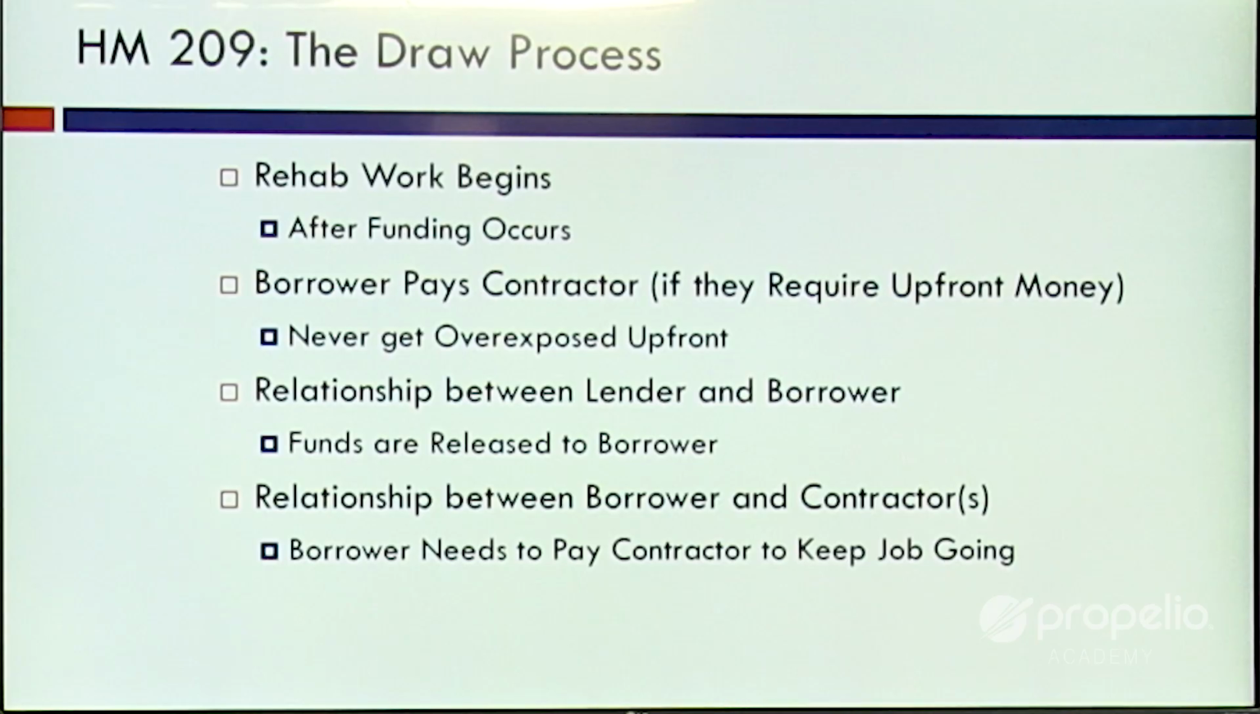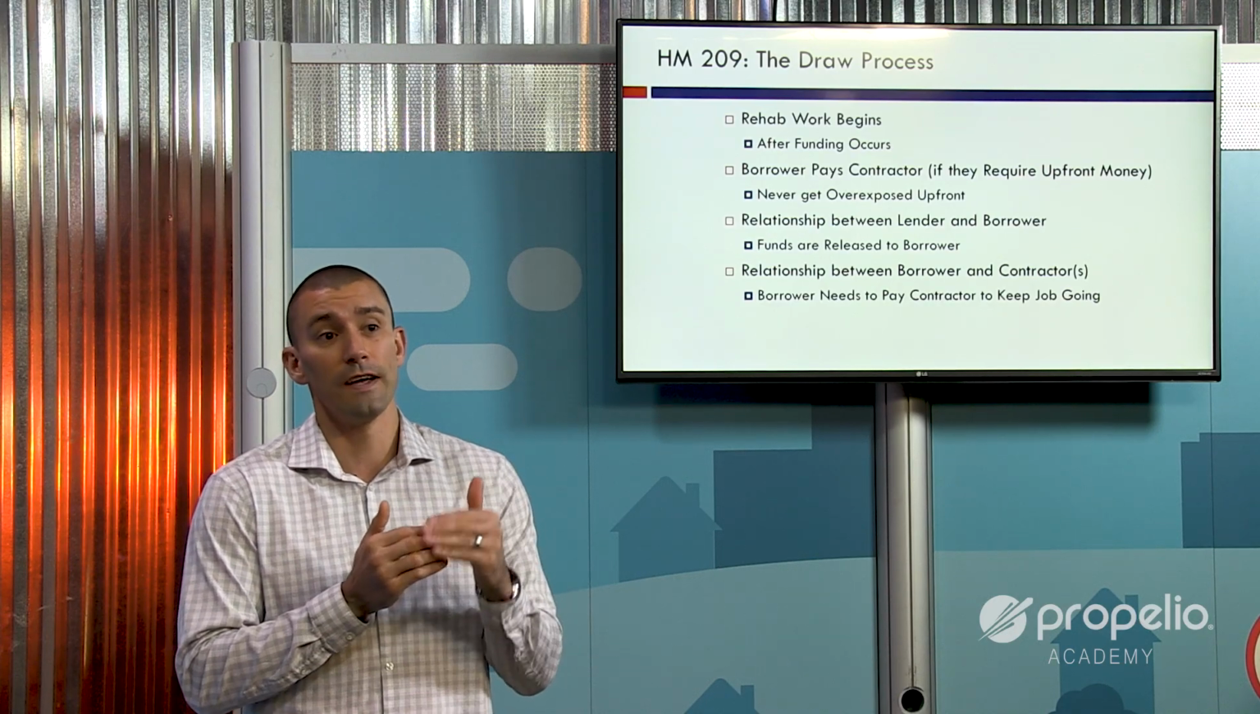It's key to note that there are two relationships. There's a relationship between the lender and the borrower. This is the legal relationship where the lender is going to release funds to the borrower, to you, the borrower, directly, not to the contractor. So the responsibility for you receiving money for work completed is between you and the lender.